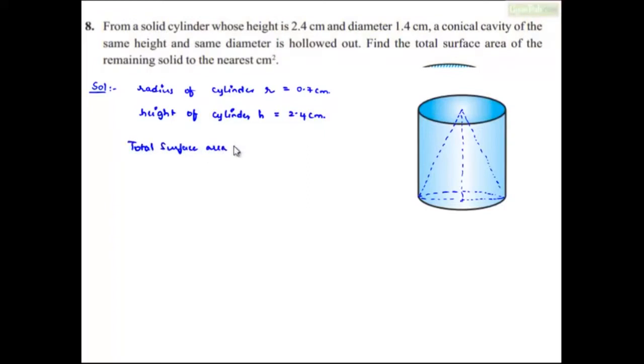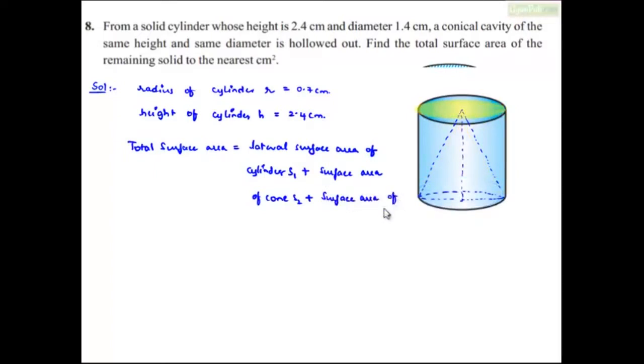So here the total surface area can be obtained by the lateral surface area of the cylinder, let this be S1, and as the cone is cut inside, the surface area will be equal to the lateral surface area of the cone, let it be S2, plus the circle at the top, that is the surface area of the circular portion of the cylinder. Let it be S3.